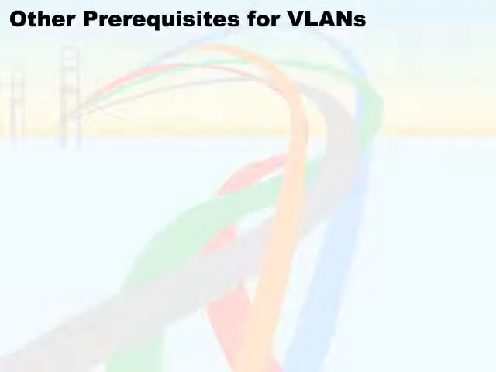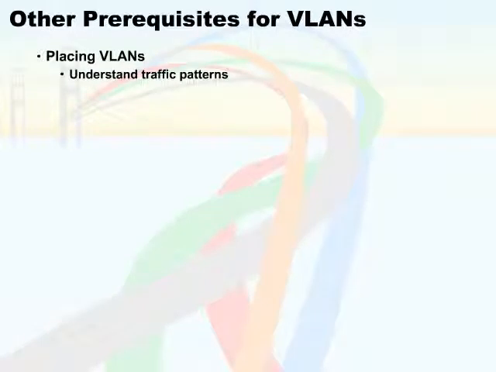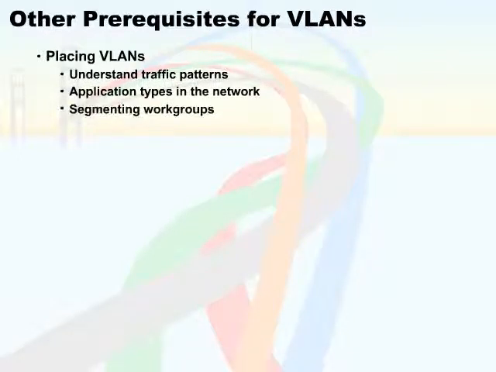The other thing that you need to do is to consider a couple of primary aspects of placing VLANs. First and foremost, make sure that you understand your traffic patterns. You might find after some analysis that the use of a VLAN isn't even required. So make sure that you have identified your traffic flows, the application types in your network, as well as whether or not you need to segment your work groups before you consider placing the VLANs in the network.